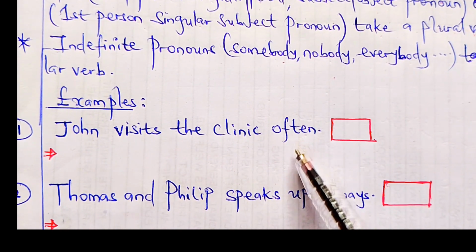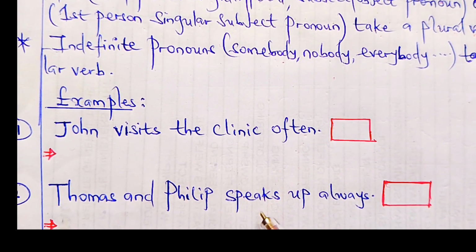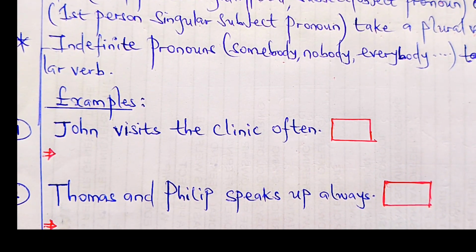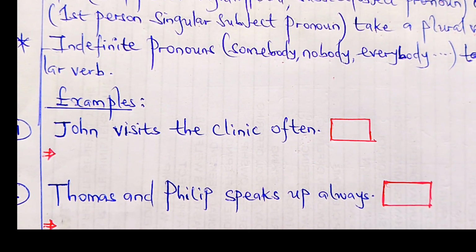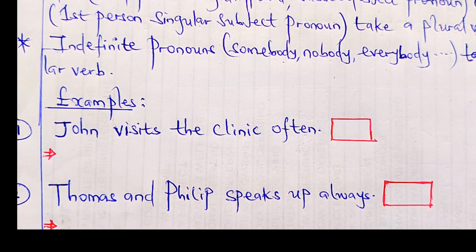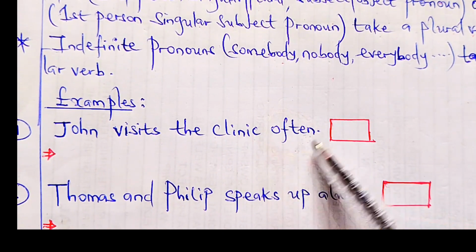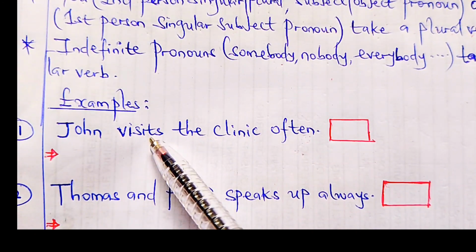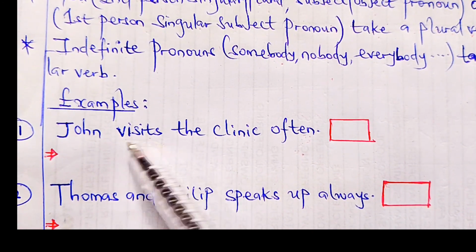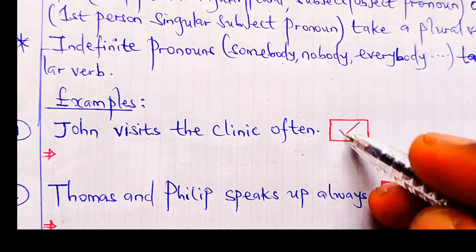Now, don't forget that present tense is divided into two parts, mainly, which are the singular verb and the plural verb. So often, as I said, present tense shows a regular action, a consistent action. So when we say John visits the clinic often, it means it is what he does. It's a consistent action. Now, John is one person, so visits is right. So this finite verb is correctly used here. John visits the clinic often. This is correct. There's no need for any correction.